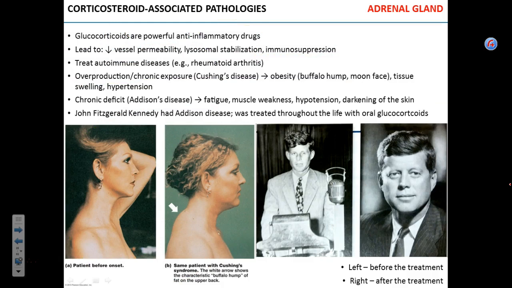Again, either too much or too low. Now, why is cortisol called glucocorticoid? What does it regulate? Glucose levels, right? It increases glucose levels. Same way, aldosterone is called mineralocorticoid, because it regulates minerals, sodium and potassium. Okay?